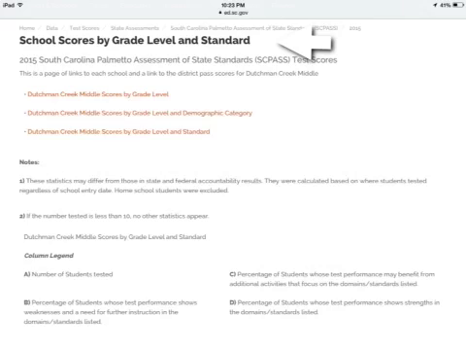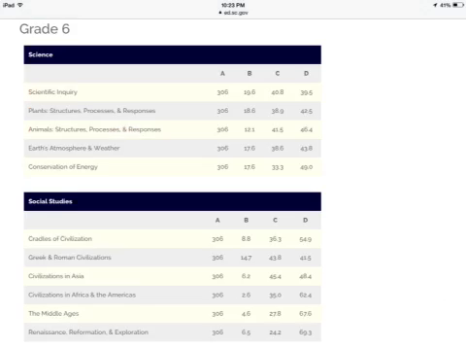For the portion C, we have students who could benefit from additional material in those domains or standards. And then D are students who show strengths in that particular domain and or standards. Let's first take a look at the information for 6th grade science. For 6th grade science, the standards or strands include scientific inquiry, plants, structures, processes, and responses, animal structures, atmosphere and weather, and conservation of energy.